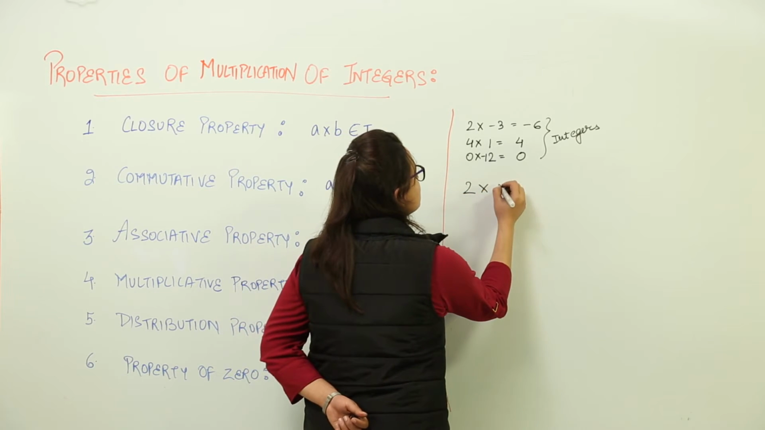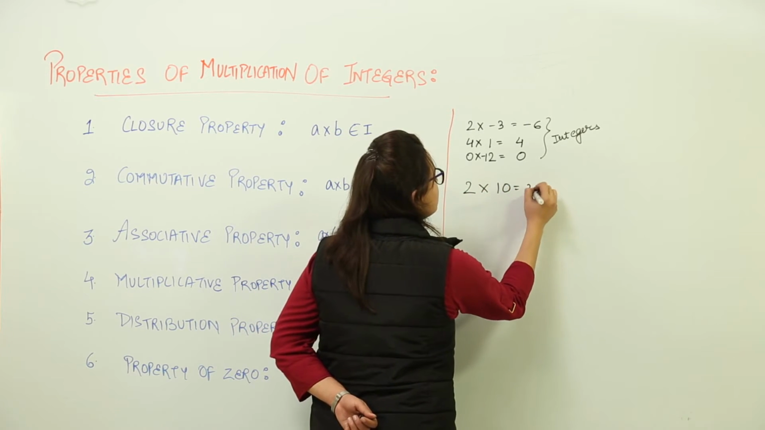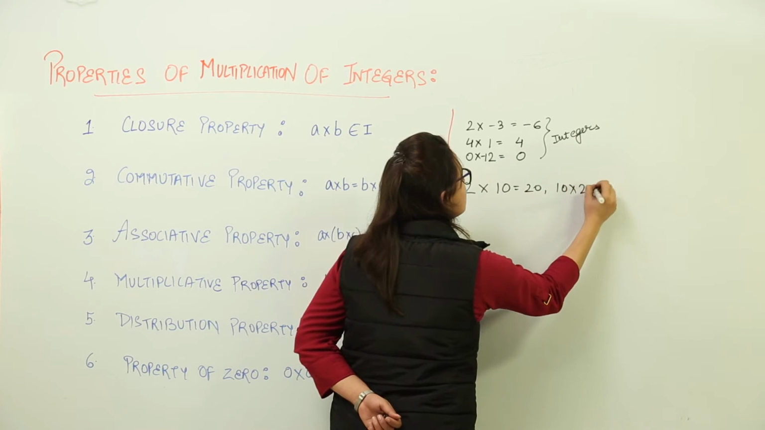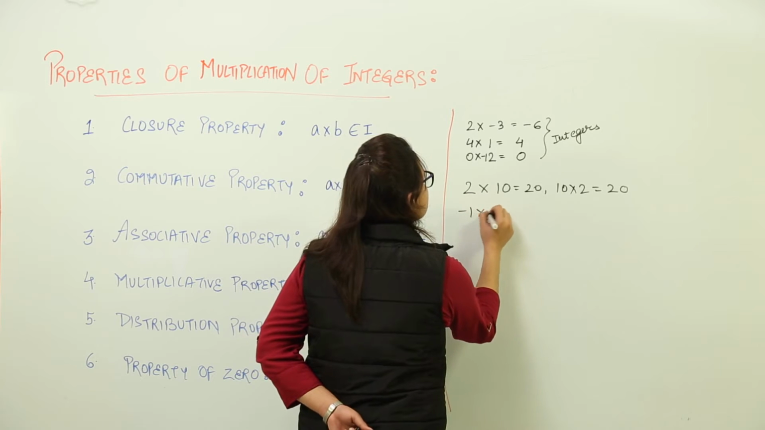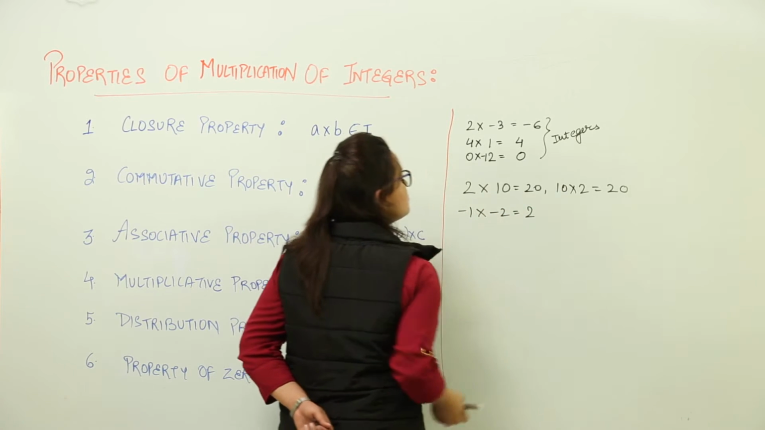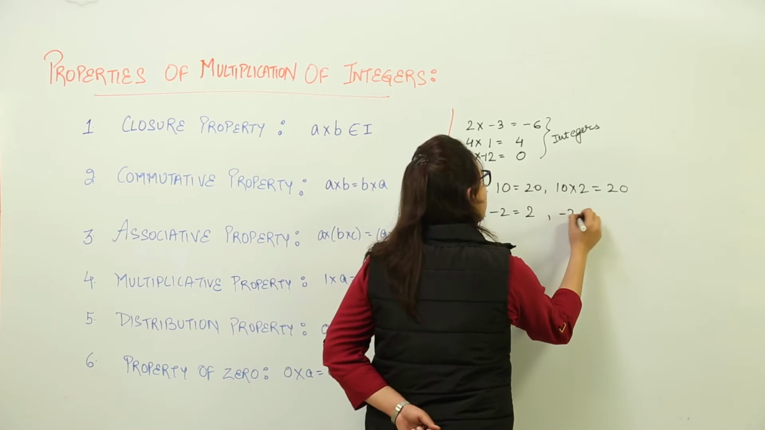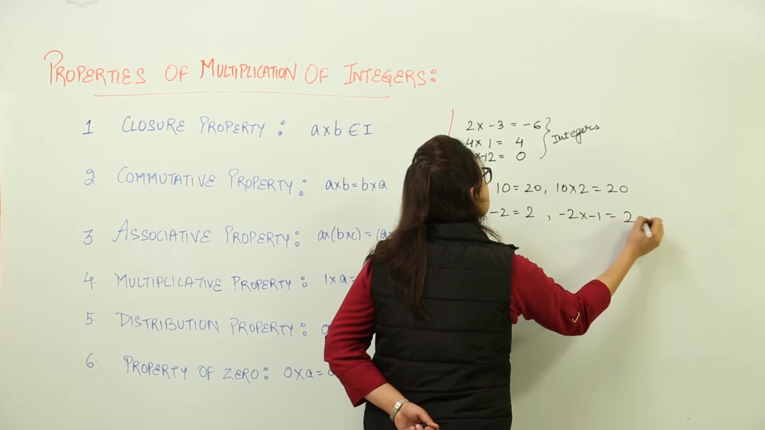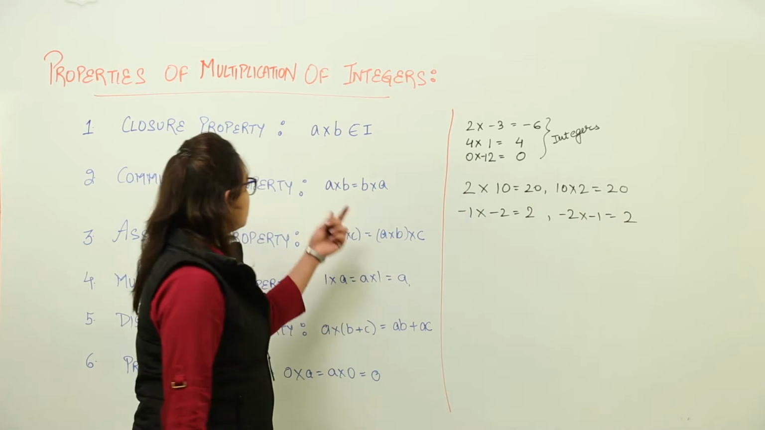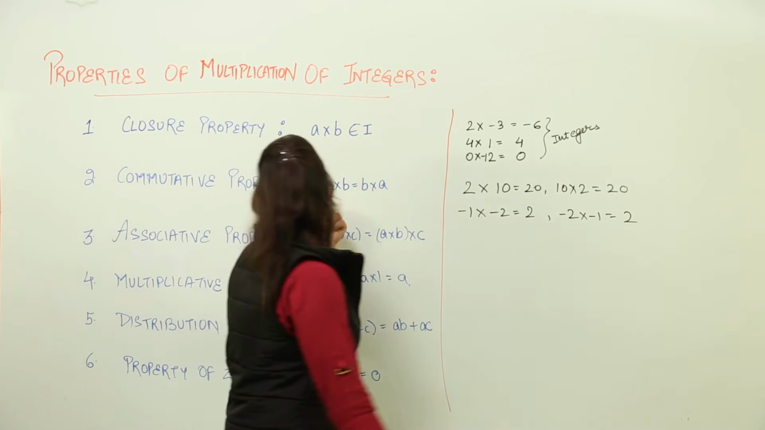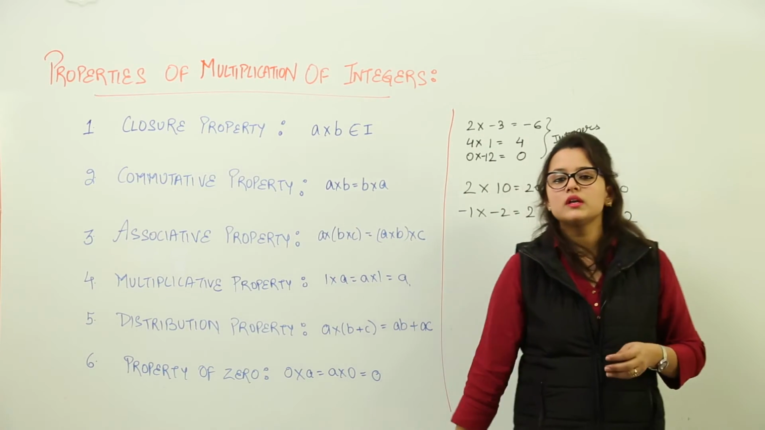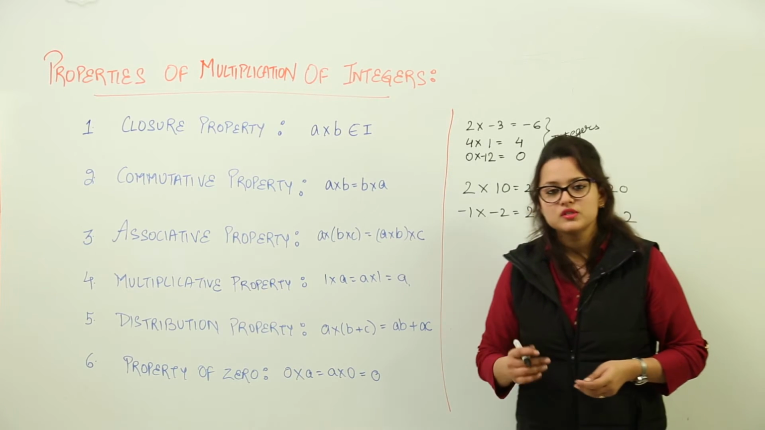2 into 10, 20. If you do 10 into 2, that will also give you 20 only. If you do minus 1 into minus 2, that would give you 2. But if you do minus 2 into minus 1, that will also give you 2. That means the multiplication of integers is also commutative. It will be considered a commutative property.